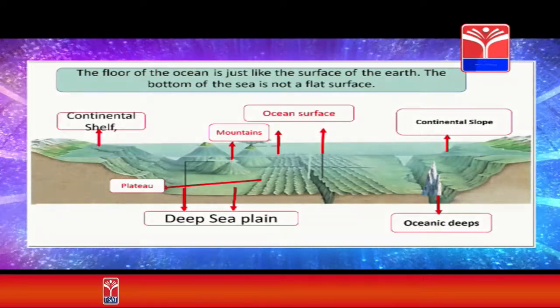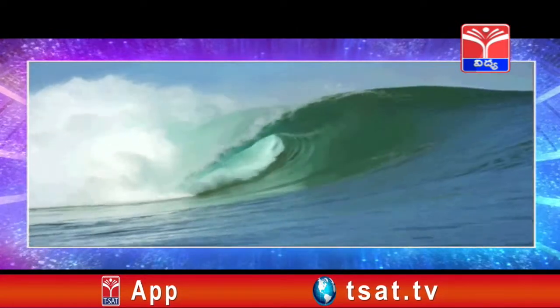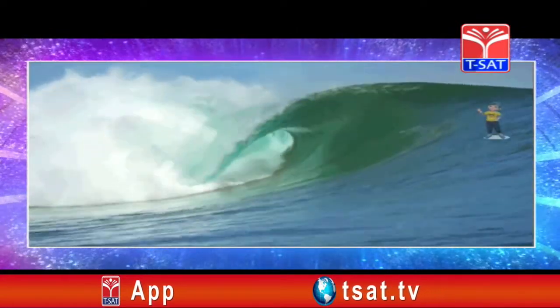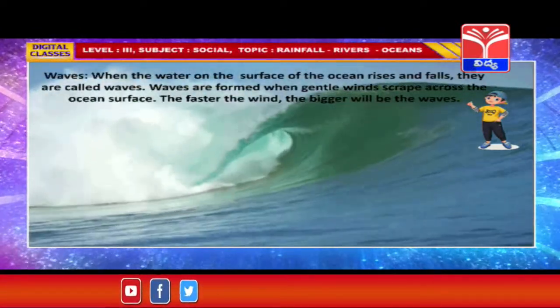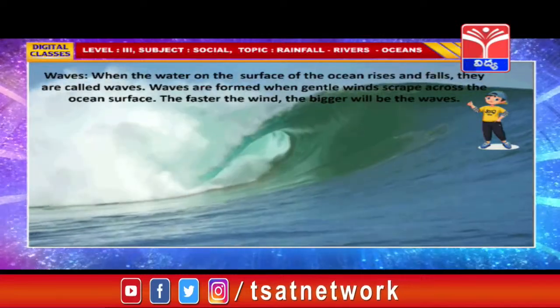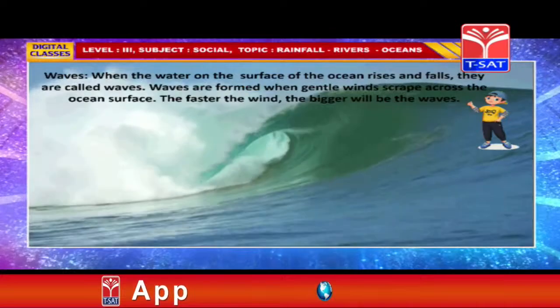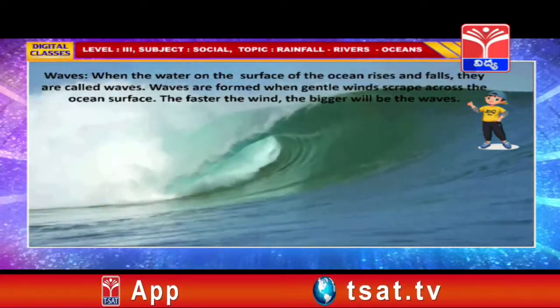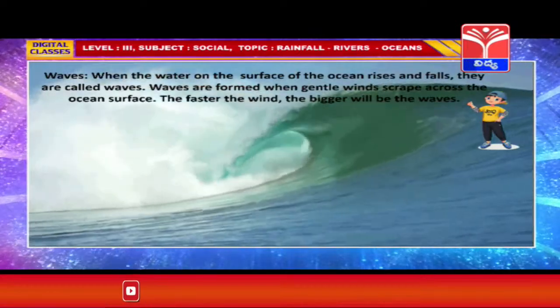It keeps moving. So now let us learn about the movements of the ocean. The first movement of the ocean is waves. When the water on the surface of the ocean rises and falls, they are called waves. Waves are formed when gentle winds scrape across the ocean surface. The faster the wind, the bigger the waves.